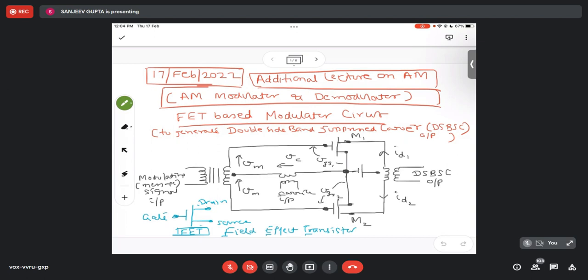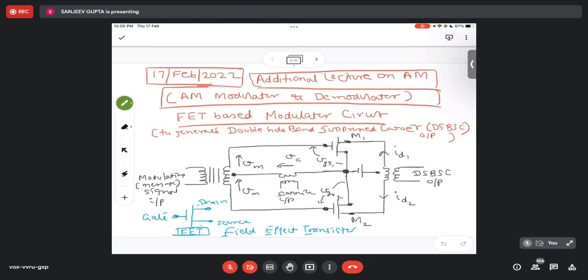Okay, so let me start. We were talking about the mathematical analysis of frequency modulation. But before continuing with FM, today I'll be addressing again the part of AM. This is basically regarding the AM modulator and demodulator.